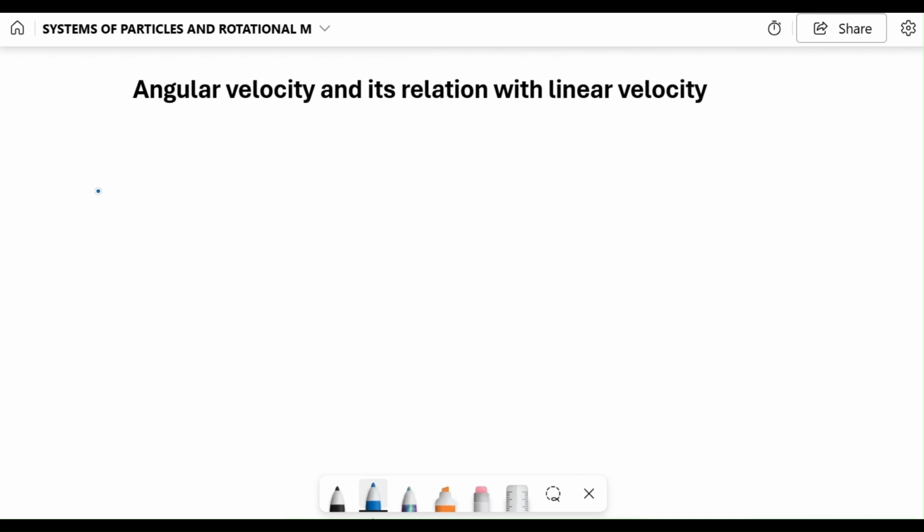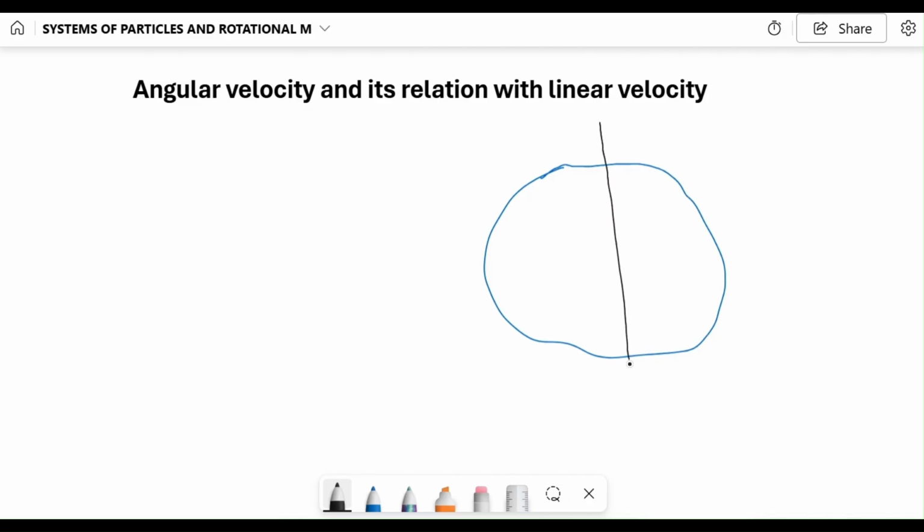Okay, so today we are going to discuss angular velocity and its relation with linear velocity. Let's say we have a body. This is a three-dimensional body, and this body is rotating. This is pure rotation, rotating about this. Let's say this is the z-axis, this is the y-axis, and this is the x-axis, and this is the rotation.